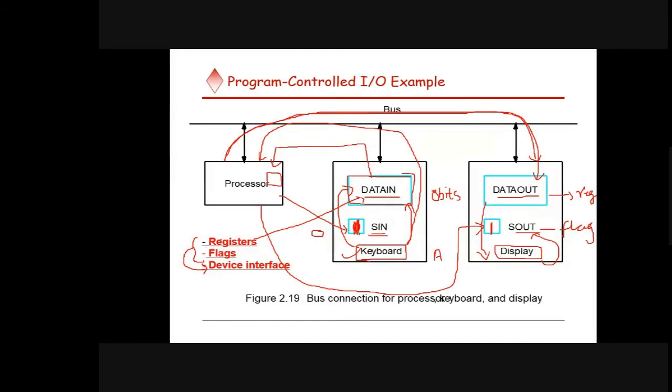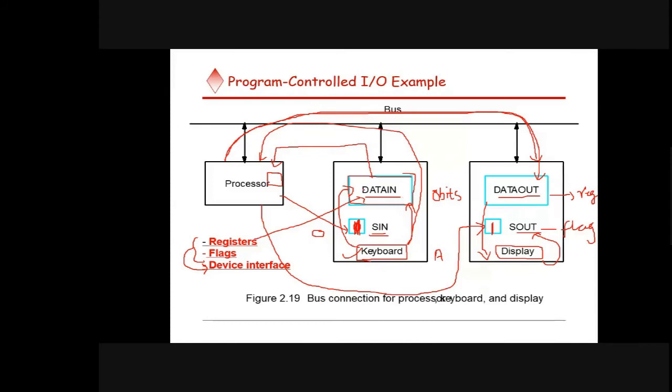Both together, register and flag together, will be called a device interface. In the display device, similar to data in, you will have a register called data out, and similar to the SIN flag, you will have an SOUT flag. When you input data from the keyboard, it is stored in the data in register. Once the data in register is full, your SIN flag will be set to 1.